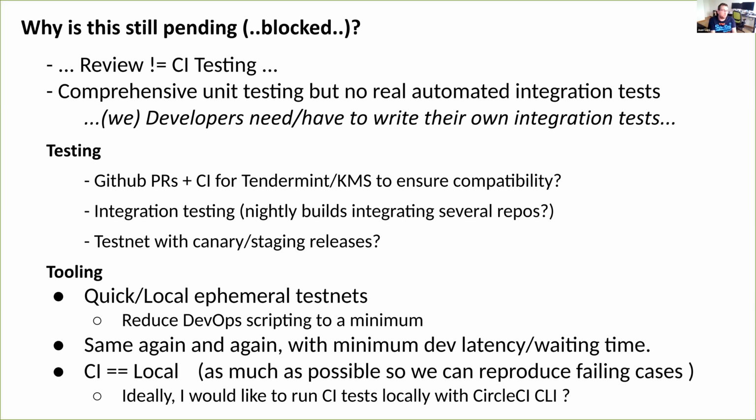How can we solve this in a more formal way? This is not just my idea, it's something different people have been discussing for some time: we should have some kind of CI for Tendermint KMS in the PRs, and maybe, more broadly, some kind of integration testing that puts together several repos like the KMS and the Tendermint nodes, or maybe have a testnet where we have staging releases or canary releases, where we can see that things are working in the testnet.